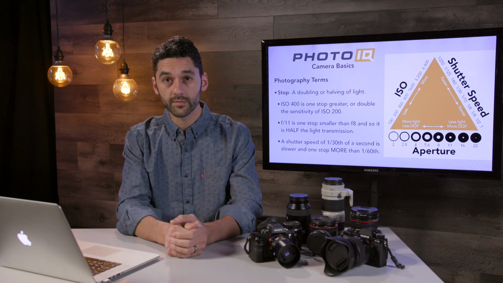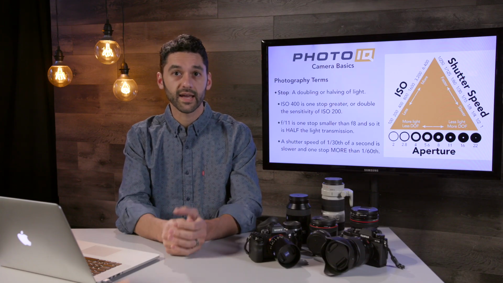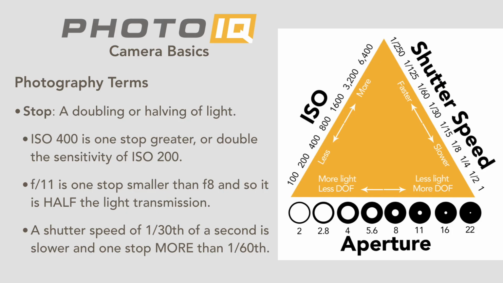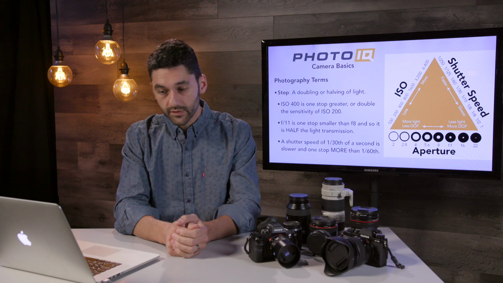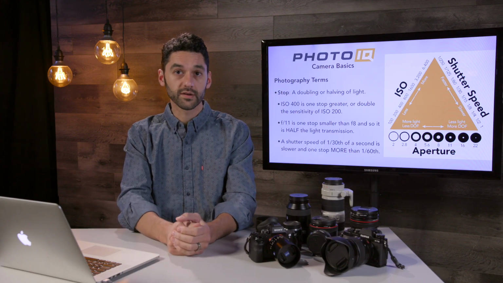Let's cover some terms here so that we can understand what we're talking about apples to apples. A stop, which is a term that you've already heard me use many times, and it's a very common term in photography. It's a term that you're going to want to know. It is a doubling or a halving of light. So, for example, I have one for each of the three controls so that you can understand.